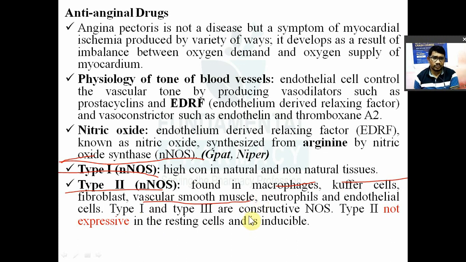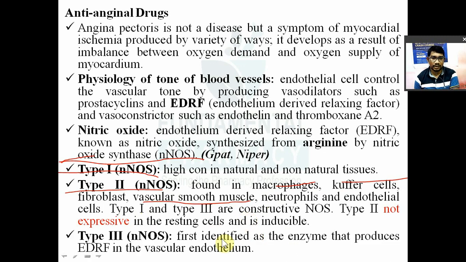Type 1 and type 3. The third is type 3 nitric oxide synthase. The question was: type 3 nitric oxide synthase is found in the endothelium, where it was first identified as an enzyme which produces the endothelium derived relaxing factor. The question came in 2022: how many isotypes of nitric oxide synthase are available?